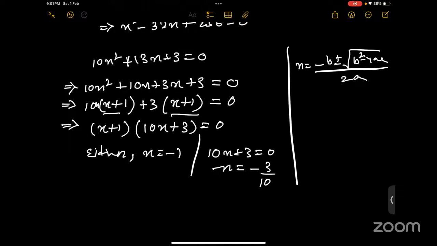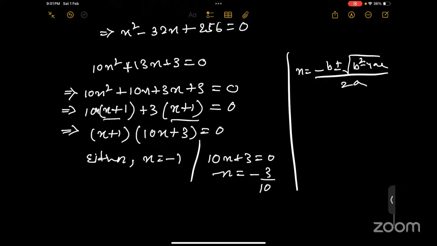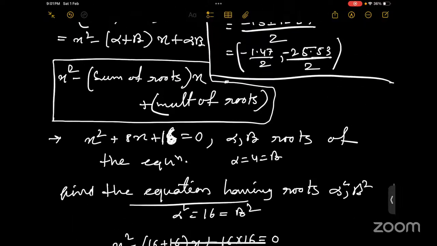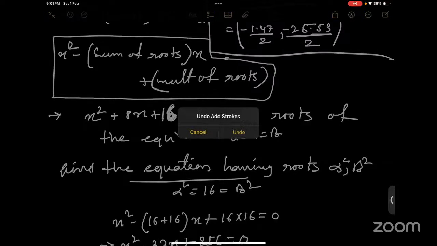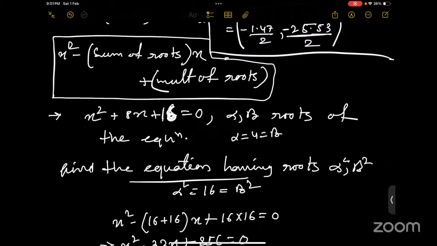Ma'am, I did not get the above question. This one? Yeah. What is your doubt? Ma'am, how will 16 plus 16 come? 16 plus 16. Yes. Okay.